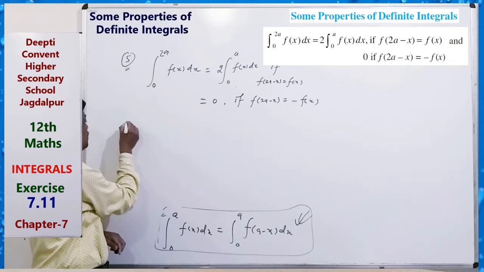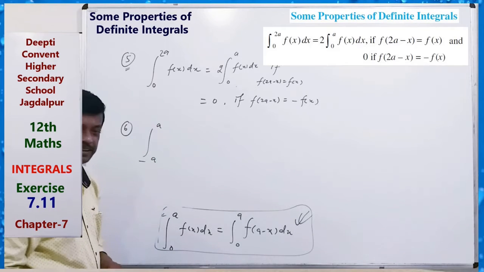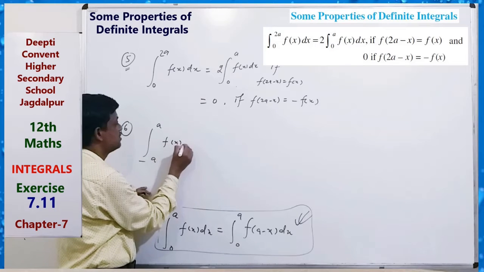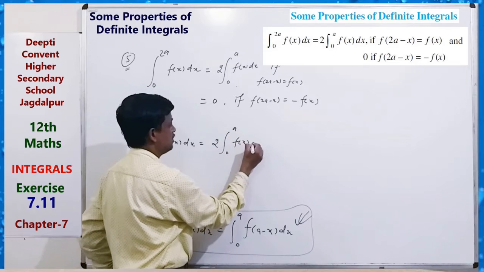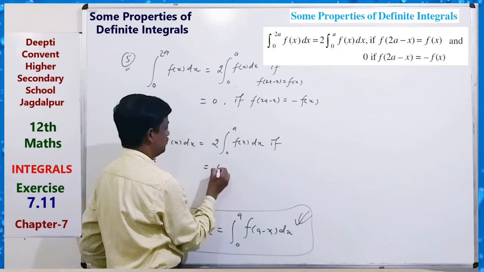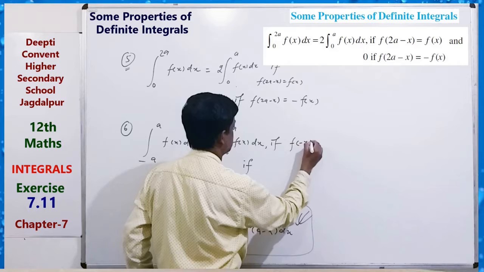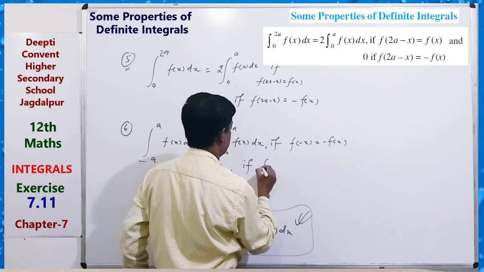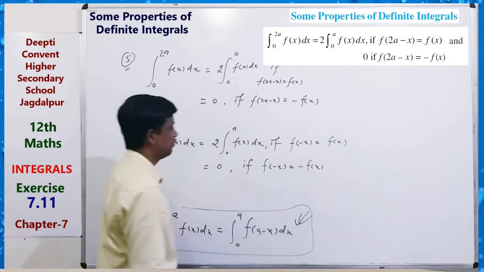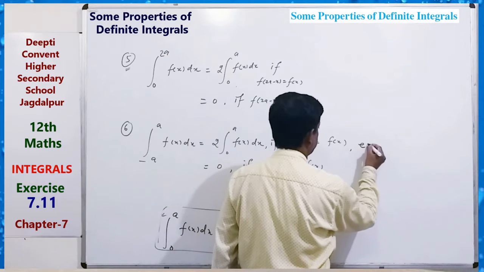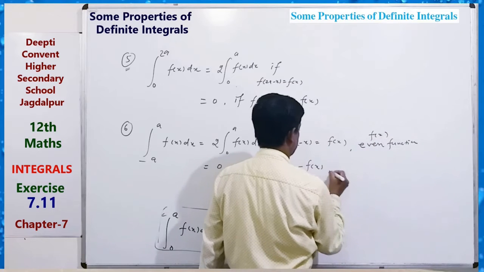Property 5th. Now, property 6th. Minus a to a, important property: the integral from minus a to a of f(x) dx equals 2 times the integral from 0 to a of f(x) dx, if f(minus x) equals f(x), that is, if f is an even function. If f(minus x) equals minus f(x), then it is an odd function.